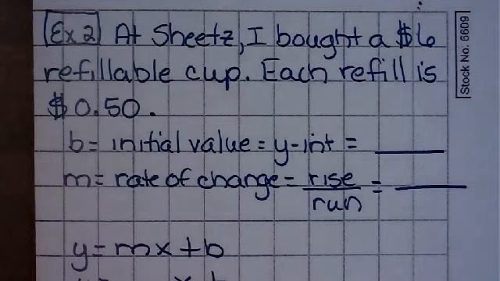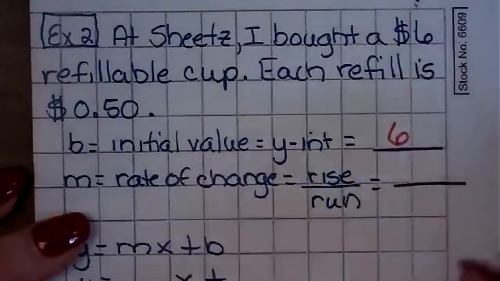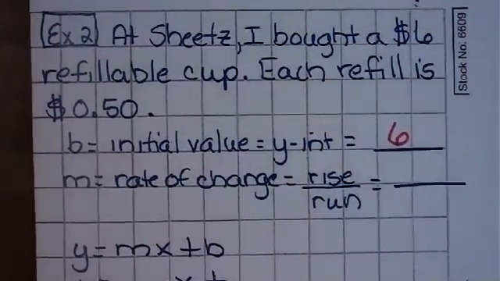Okay, now let's think about this. What is my initial value? Well, it's going to be the $6 because I got to buy the cup first, and I'm only going to buy the cup once. That's a clue when you're looking at a problem and identifying it. Your initial value is the first thing you're going to do or use, but it's only going to happen once. Now, the rate of change is something that reoccurs over and over and over and over.